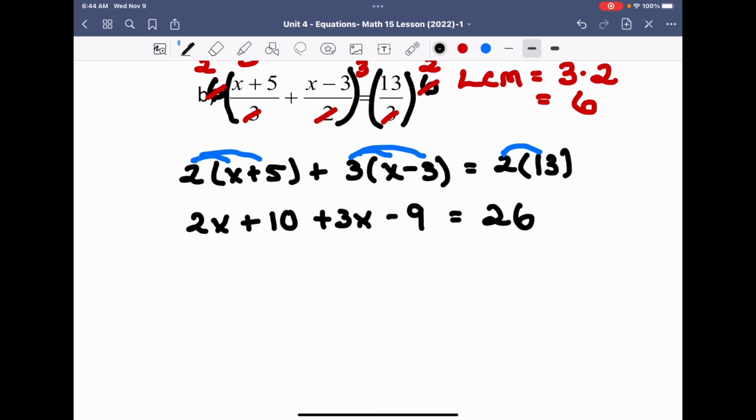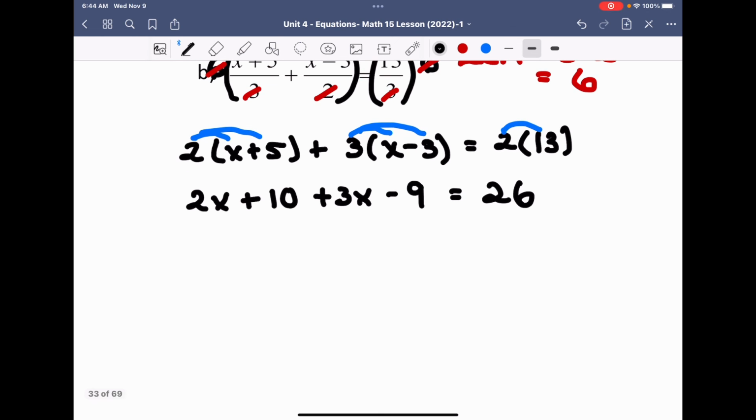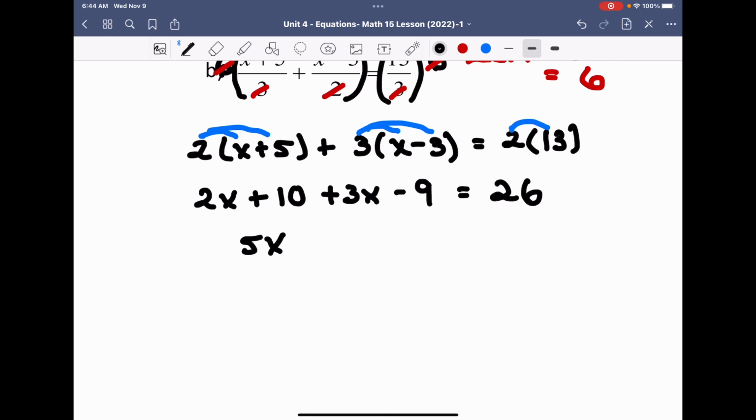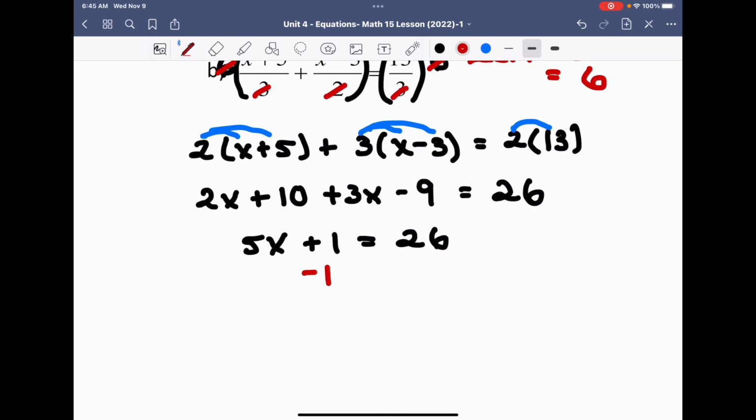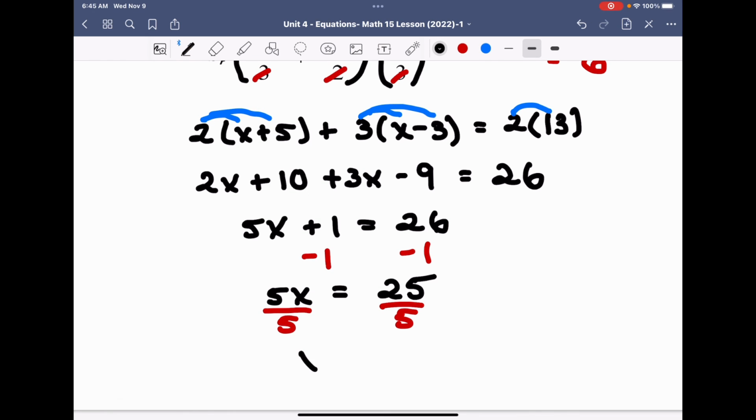So my whole goal on the left-hand side now is to combine the like terms. My like terms are 2x plus 3x, which is equal to 5x. And then I have 10 minus 9, which is plus 1, is equal to 26. Now, I have some number being added to my x term, so I have to subtract it off both of the terms. This gives me 5x is equal to 25. And then, like always, our last step is to always divide by whatever coefficient is attached to x. Therefore, my x value here is equal to 25 divided by 5, which is 5.